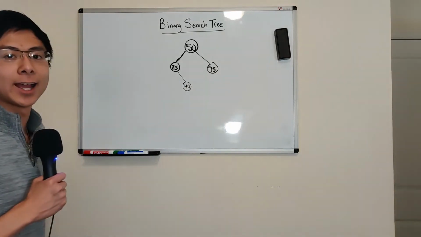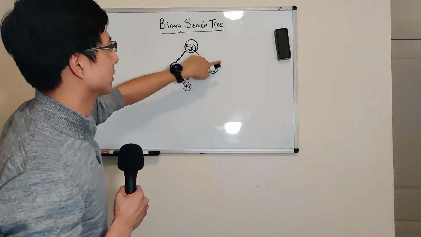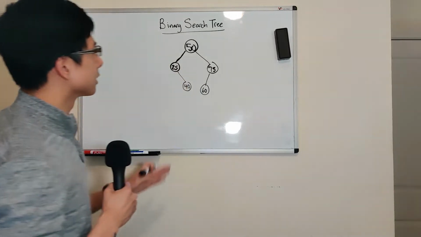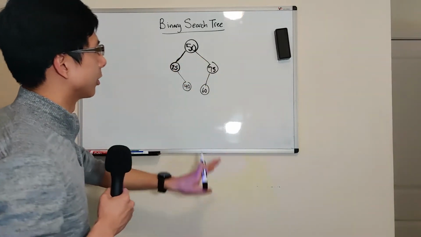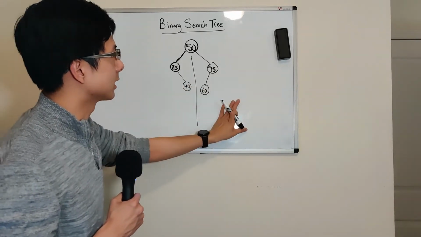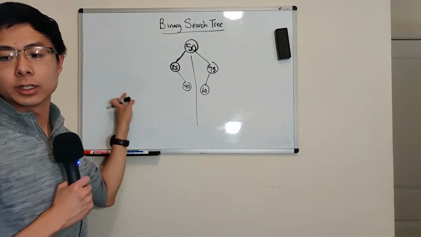So now, let's try another one. Let's try, we want to add 60, right? So 60 is greater than 50. And we try inserting into this tree, and it says, well, 60 is less than 75, so 60 goes here. And if we notice, all values to the right of 50 are still greater than 50. So if I draw a dividing line here, we can see that anything ever inserted on this side will always be greater than 50. Anything less than 50 will be inserted on this side over here.